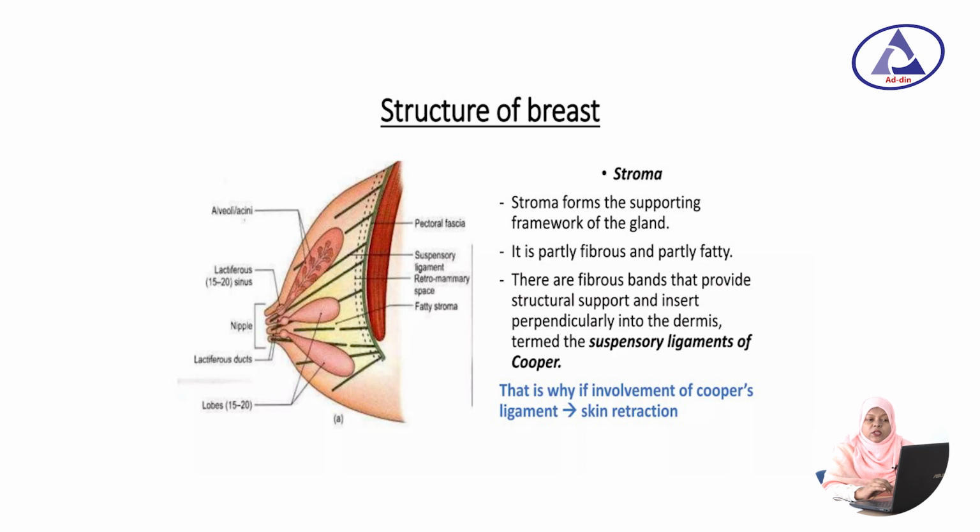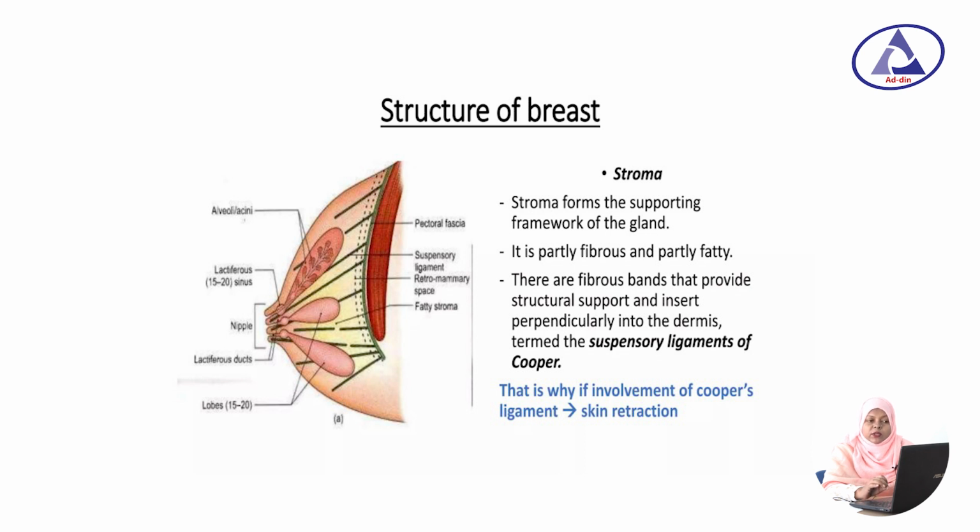And now comes to the stroma. Stroma forms supporting framework of the gland. It is partly fibrous and partly fatty tissue. There is fibrous band that provides structural support and inserts perpendicularly into the dermis, termed as suspensory ligament of Cooper's. That's why involvement of Cooper's ligament causes risk in retraction.